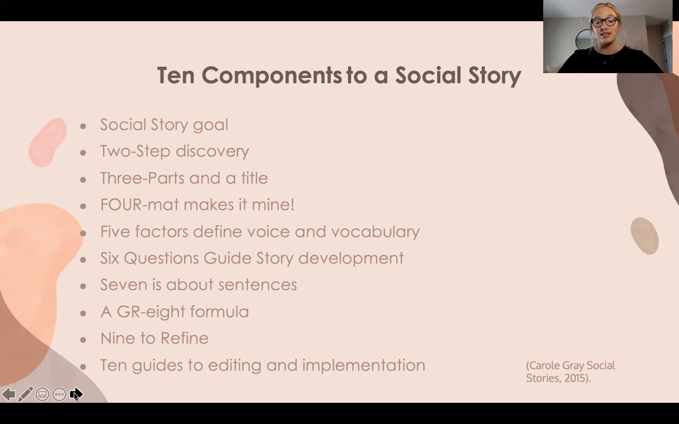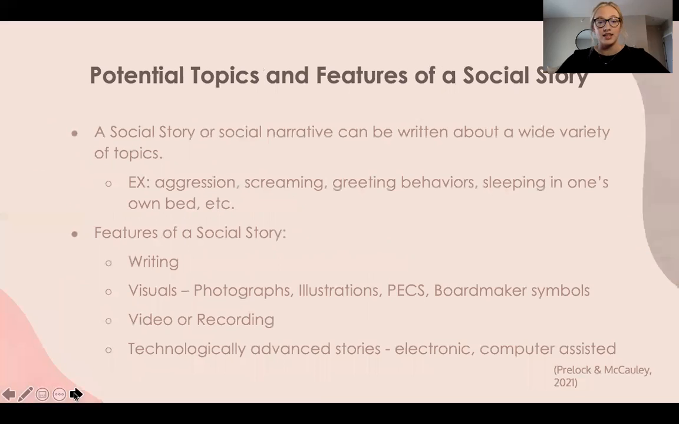7 is about sentences. A great formula is when it compares the total amount of descriptive sentences divided by the coaching sentences, which ultimately should be less than 2. 9 to refine, and 10 guides editing and implementation, which Carol Gray has 10 questions to ask about editing and implementation. So some potential topics of social stories.